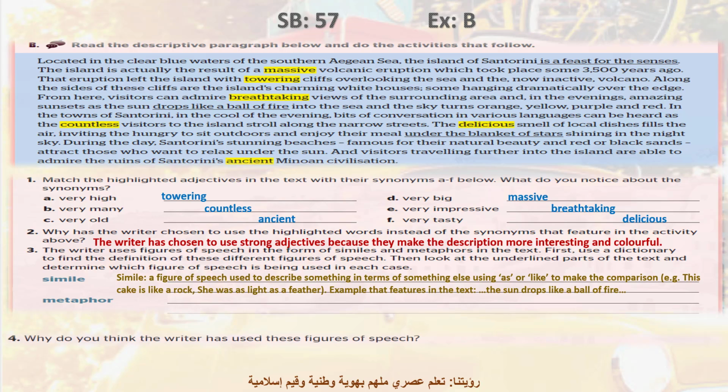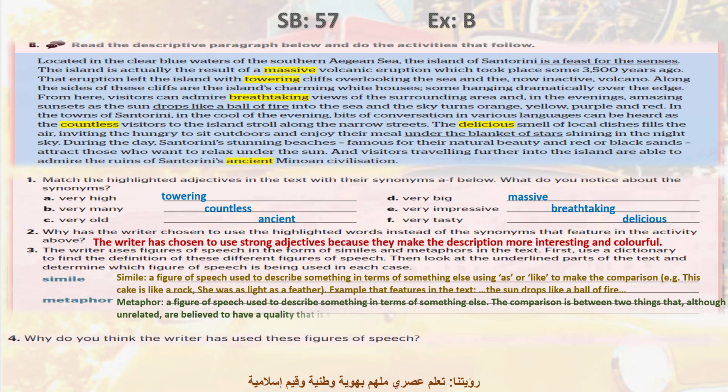Let's move to metaphor. A metaphor is a figure of speech used to describe something in terms of something else. The comparison is between two things that, although unrelated, are believed to have a quality that is similar. For example, the city is a jungle. It's not the city is like a jungle. If we say like, then it's a simile.